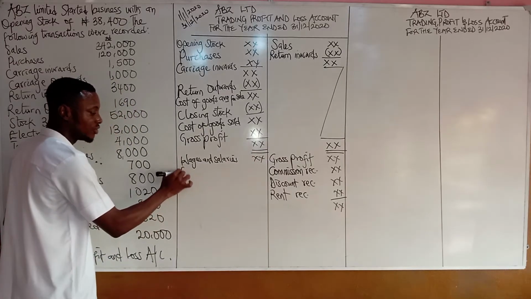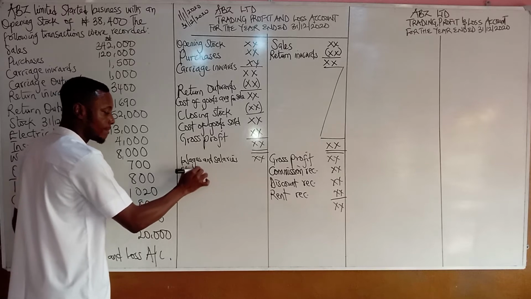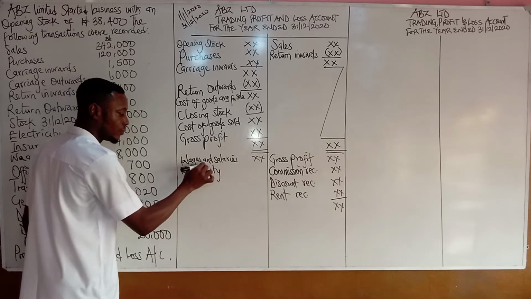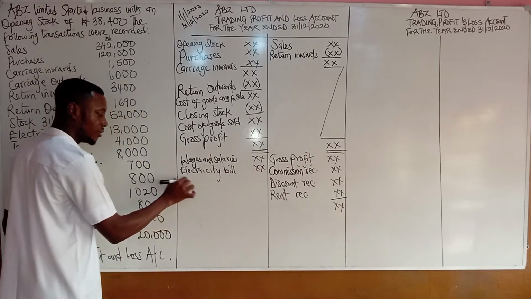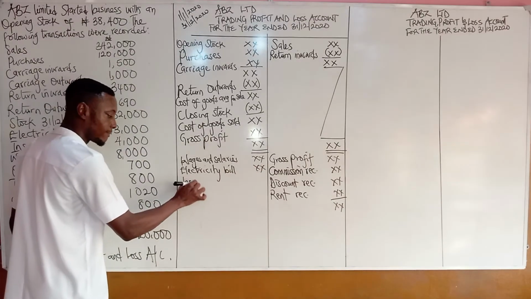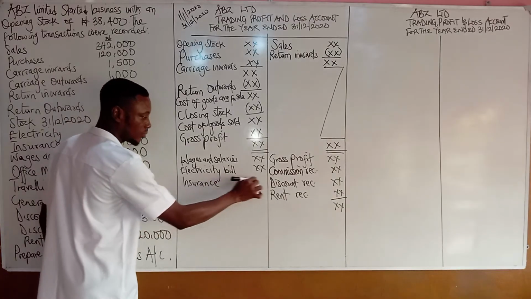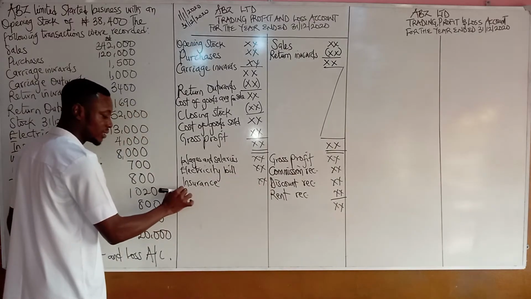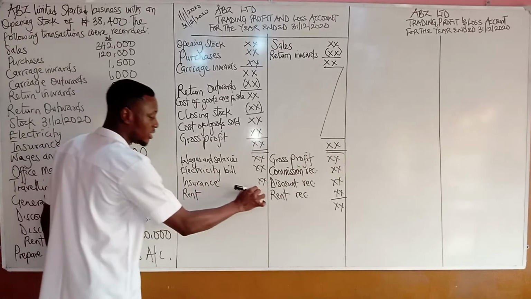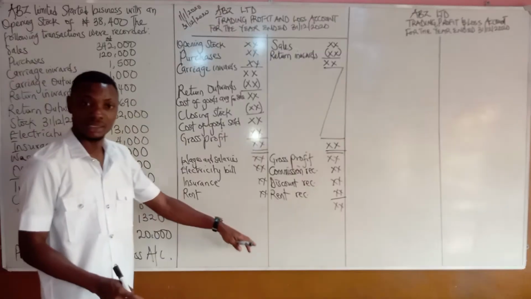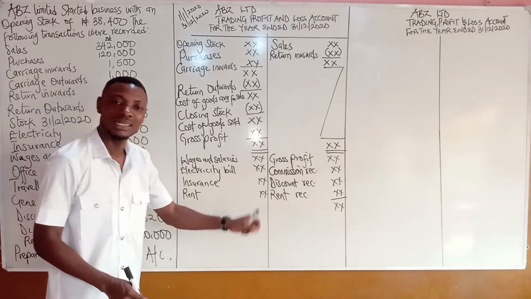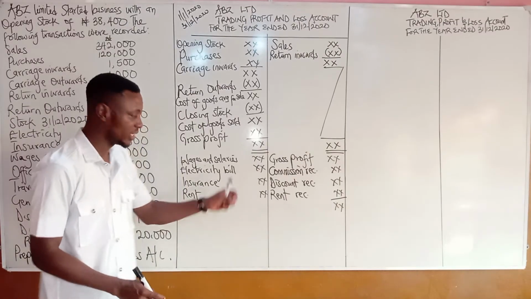We have electricity bill. We have insurance. We have rent. Now, in most cases, you will see rent. Once you see rent, just know that it's an expense, unless it is clearly stated that it is rent received.